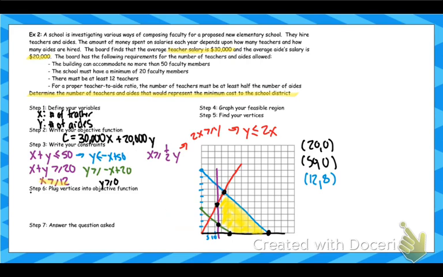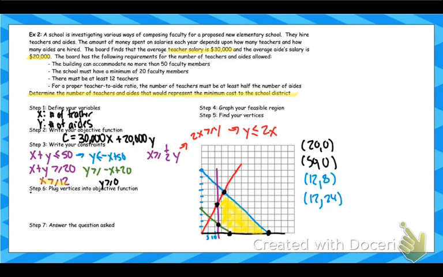All right, well, now let's find the intersection of the purple and the red. Again, we know that x is 12. So to find where that intersects, I'm going to plug in 12 for x, and I get 24. So 12, 24 is the intersection of the red and the purple.